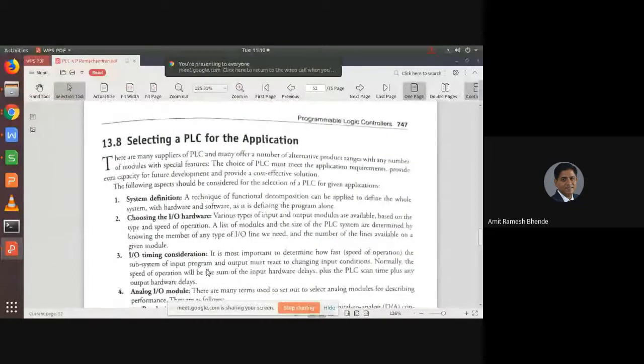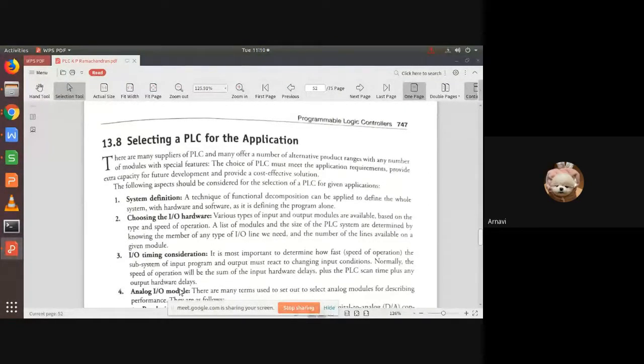For making you understand how PLC is selected, I will take you to one document. Okay, so I'll present the screen over here. Are you able to see the screen? Yes, sir. Okay. So the topic is selecting a PLC for the application.